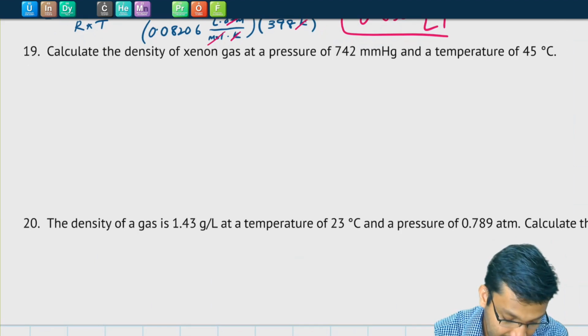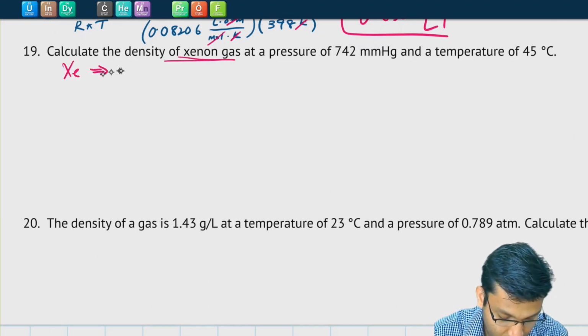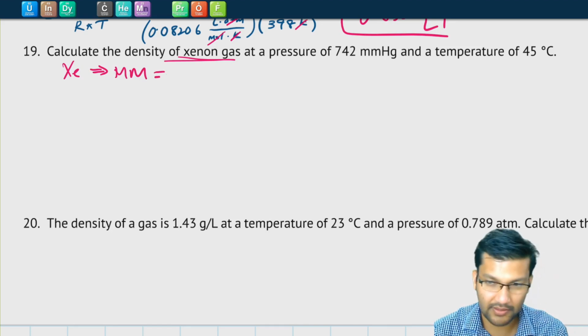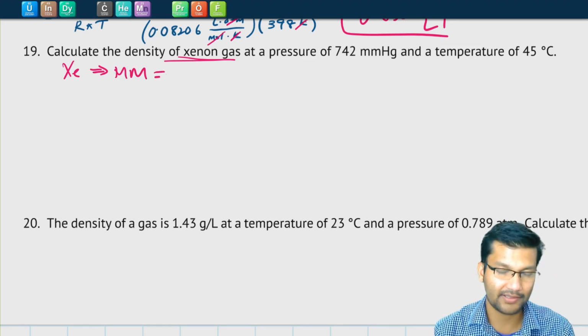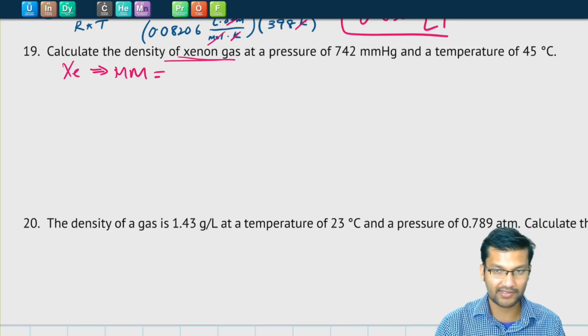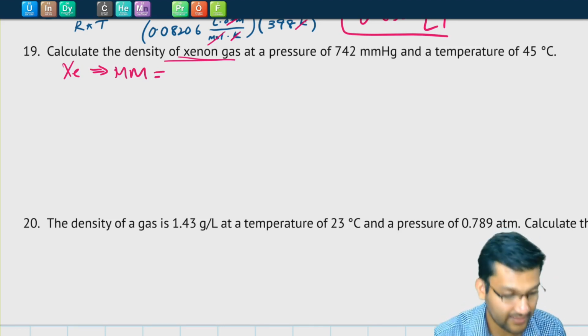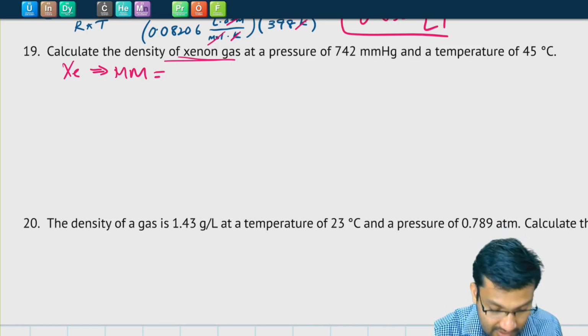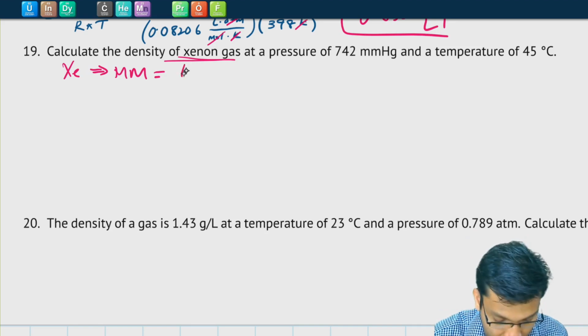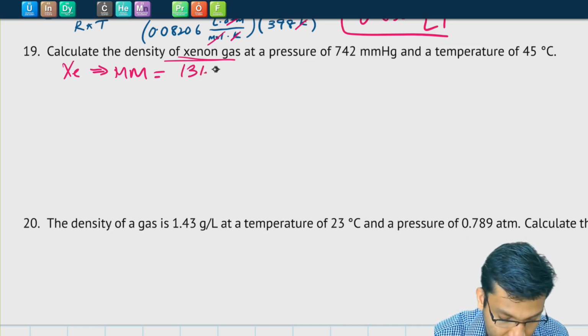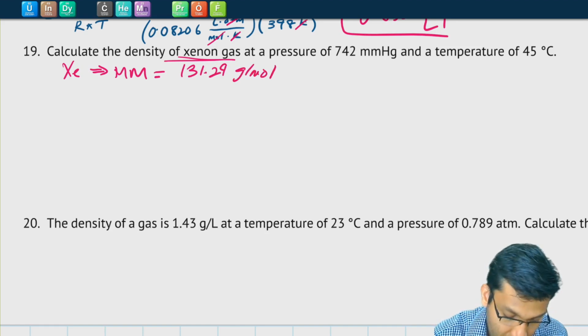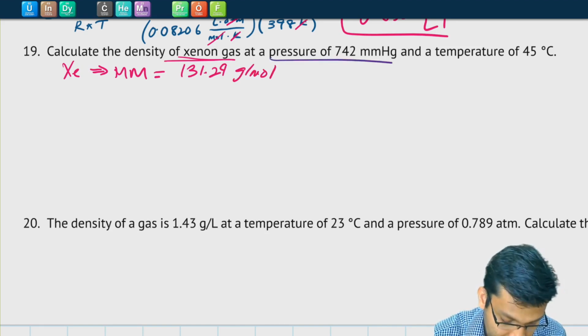So number 19, they tell us that it's xenon gas. That means for the molar mass of xenon, you just need to look at a periodic table. Xenon is a noble gas, which means it should just exist as one atom. It doesn't bind to anything because it's a noble gas. So the atomic mass of xenon, which is the molar mass of xenon gas, is 131.29 grams per mole.